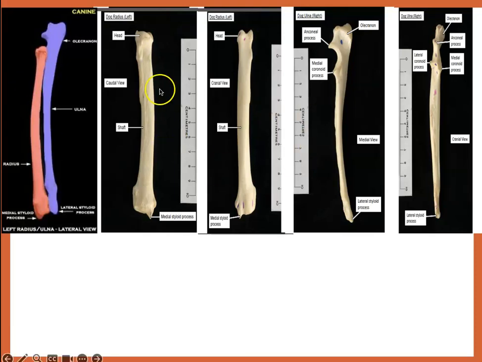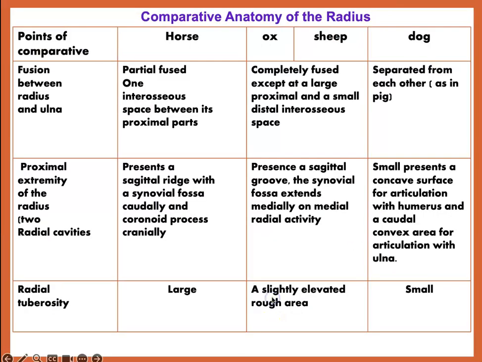So you can see now the radius right here has a head, and the distal end has a medial styloid process, which is the styloid process of the radius, and then we have the ulna, which in the dog has the anconeal process, and we have the olecranon, right, and we have the coronoid processes, one medial and one lateral, and you can see also we have the lateral styloid process of the ulna.